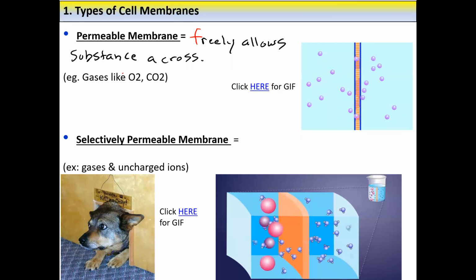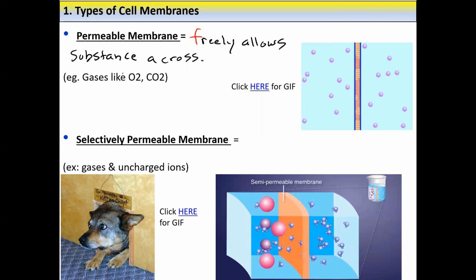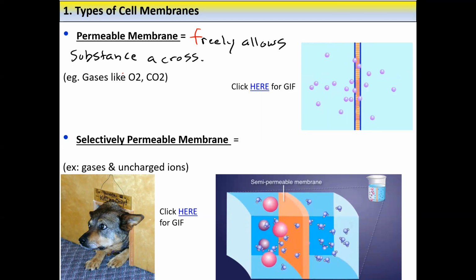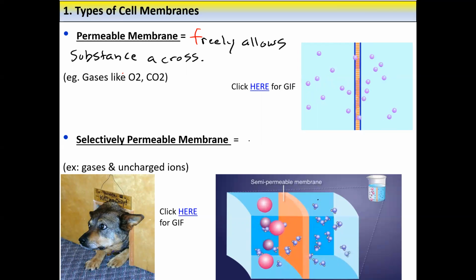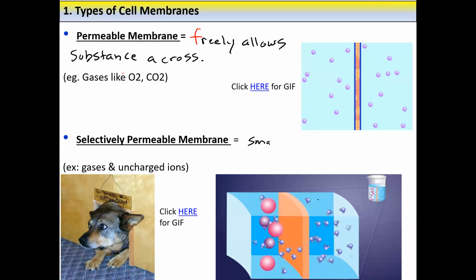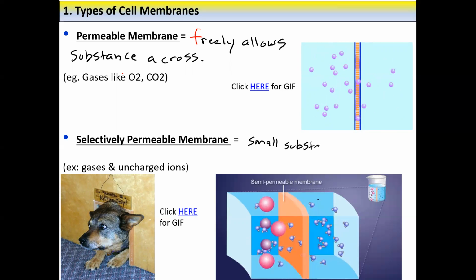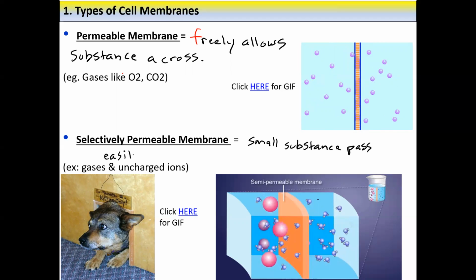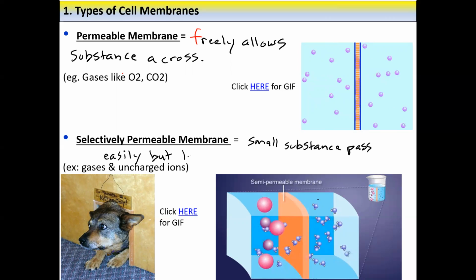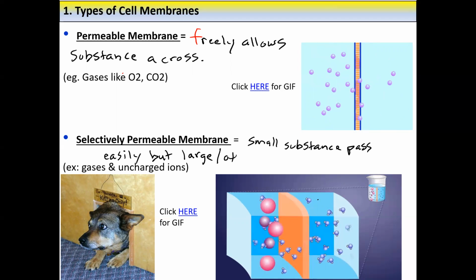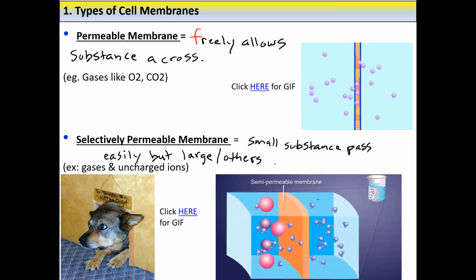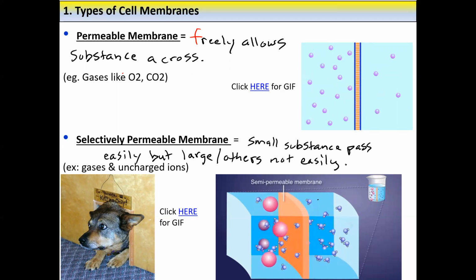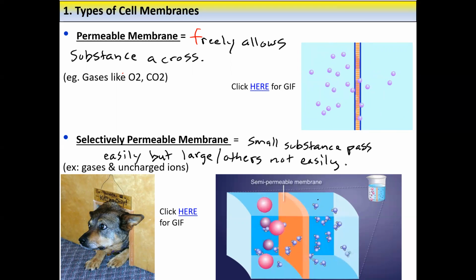Now, our membranes are selectively permeable. There's a bouncer at the door. It's going to allow some to come in, but not others, all right? It's going to be more complicated. So selectively permeable is small substances pass easily, but large, and I'll put slash other substances, not so much. I'm not saying it's impossible for them to pass, but it's going to be more complicated. They're just not going to sail right on through the membrane.